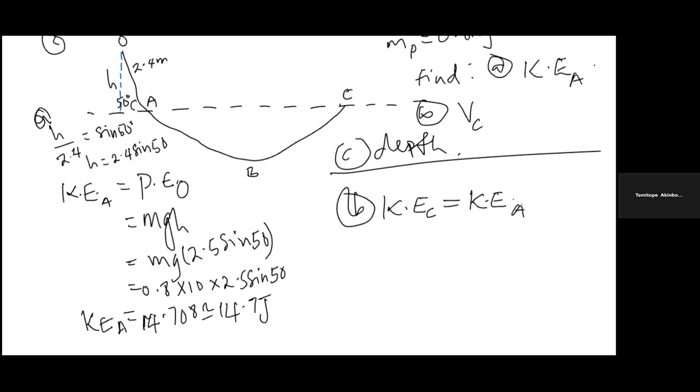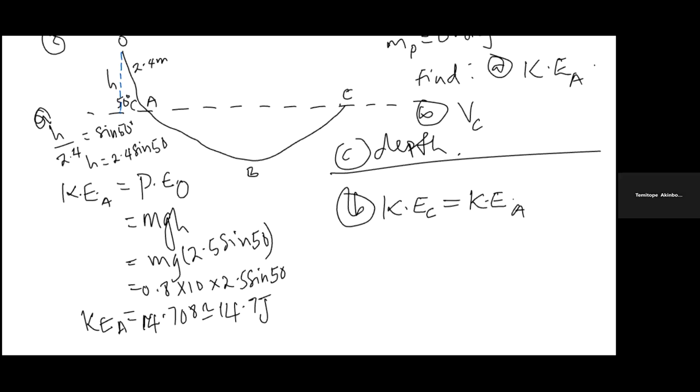Because you are not sure. Because 1, the surface is smooth. 2, A and C are on the same horizontal level. Do you understand that now? Kinetic energy at C equals kinetic energy at A because 1, the surface is smooth, and 2, A and C are on the same horizontal level. Is that clear, Adaniki? Yes, sir.